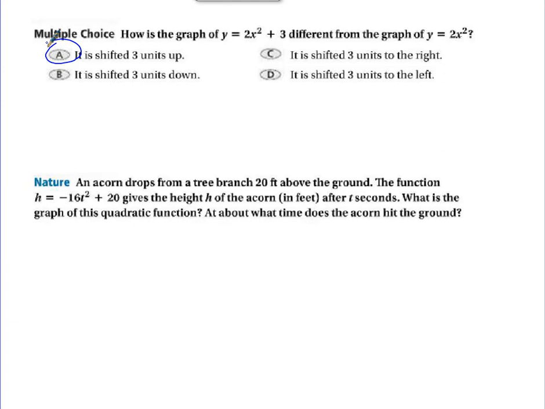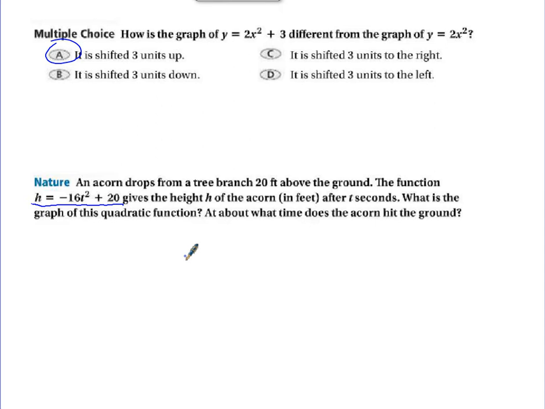Okay, last problem. An acorn drops from a tree branch 20 feet above the ground. Can you picture that happening? The function that they give you, this equation, gives the height of the acorn after t seconds. What is the graph of this quadratic function? At about what time does the acorn hit the ground?